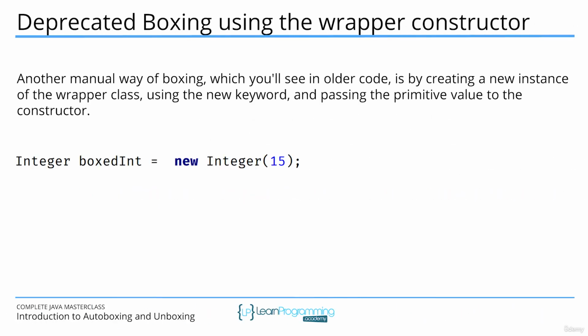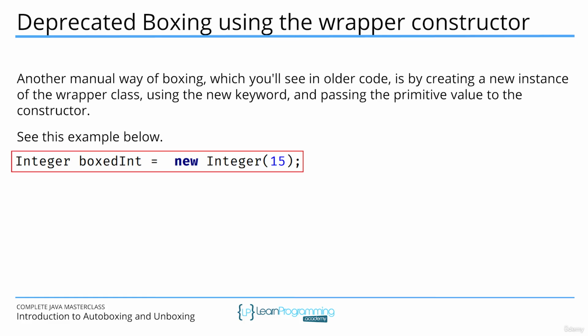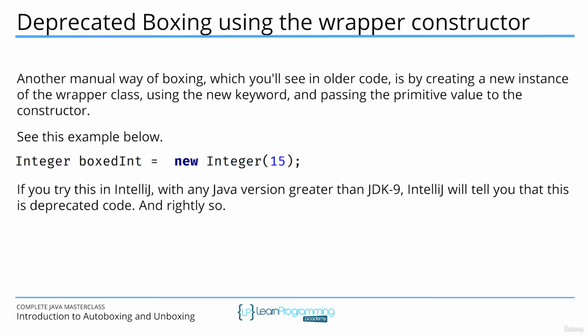Another manual way of boxing, which you'll see in older code, is by creating a new instance of the wrapper class using the new keyword and passing the primitive value to the constructor. See this example below? If you try this in IntelliJ with any Java version greater than JDK 9, IntelliJ will tell you that this is deprecated code, and rightly so.